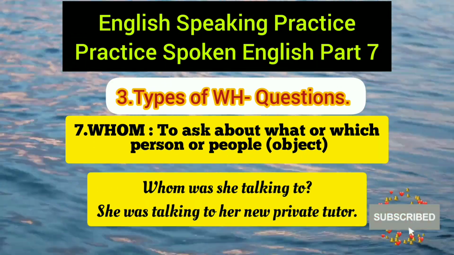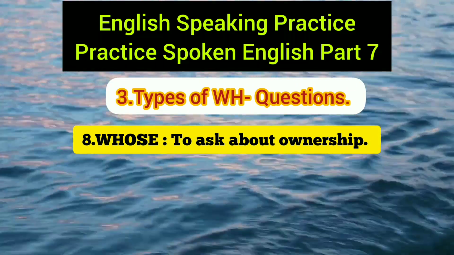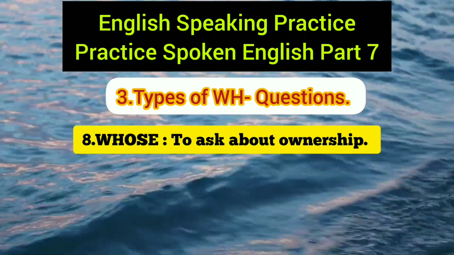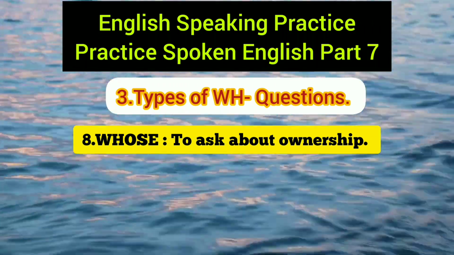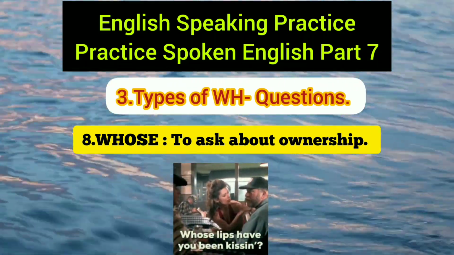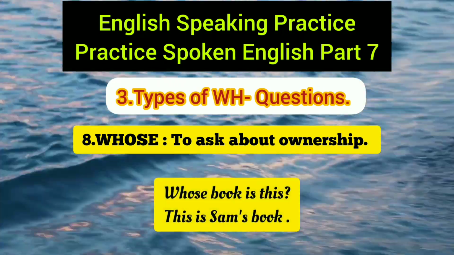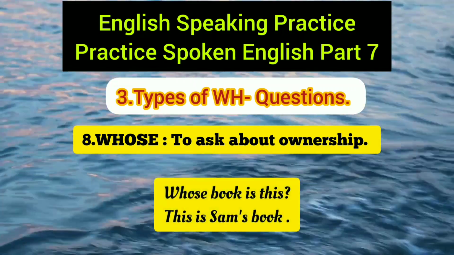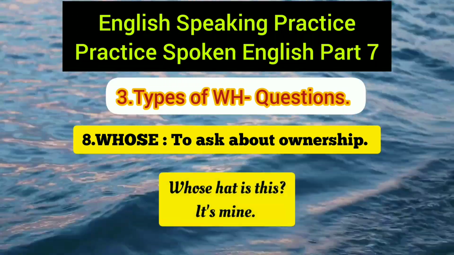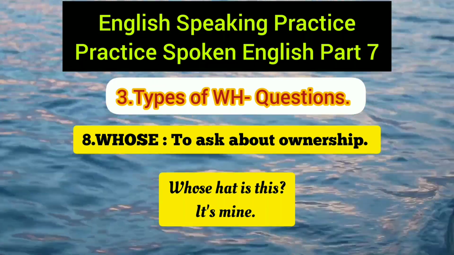So the last one is number eight, that is the WH word whose. So the WH word whose is used to ask about ownership, who owns something, as clear as it is. So let's see some examples. I think it's going to be quite easier for you to understand. Whose book is this? You normally say that, which means who's the owner of this book. This is Sam's book. Whose hat is this? It's mine. So this is mine because I am the owner of it, right? So I hope it's crystal clear how to use it.